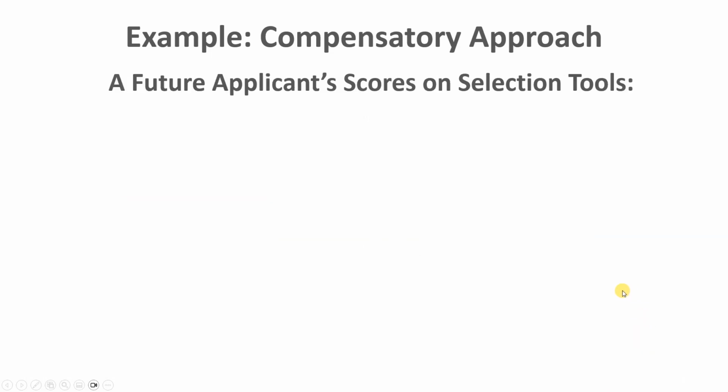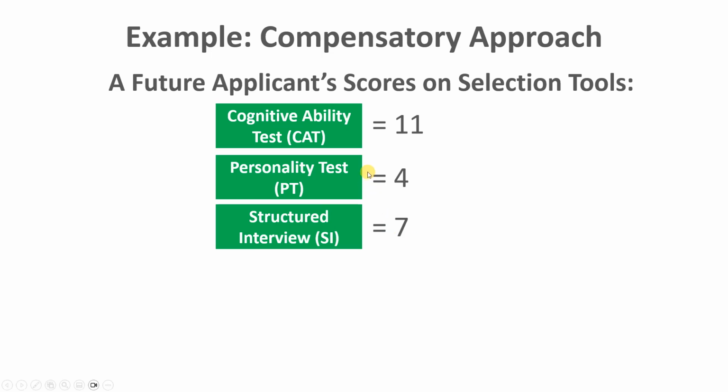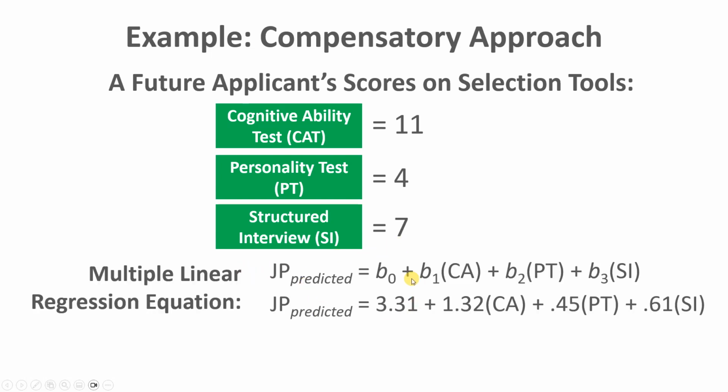Now, let's imagine that sometime in the future, we have an applicant run through our selection system. They run through those 3 selection tools, and they generate scores on each of those selection tools. This hypothetical applicant, on the cognitive ability test, earns a score of 11. On the personality test, they earn a score of 4. And on the structured interview, they earn a score of 7. Now, looking back at our multiple linear regression model, we can plug in these scores from this future applicant's administration or taking of these selection tools.